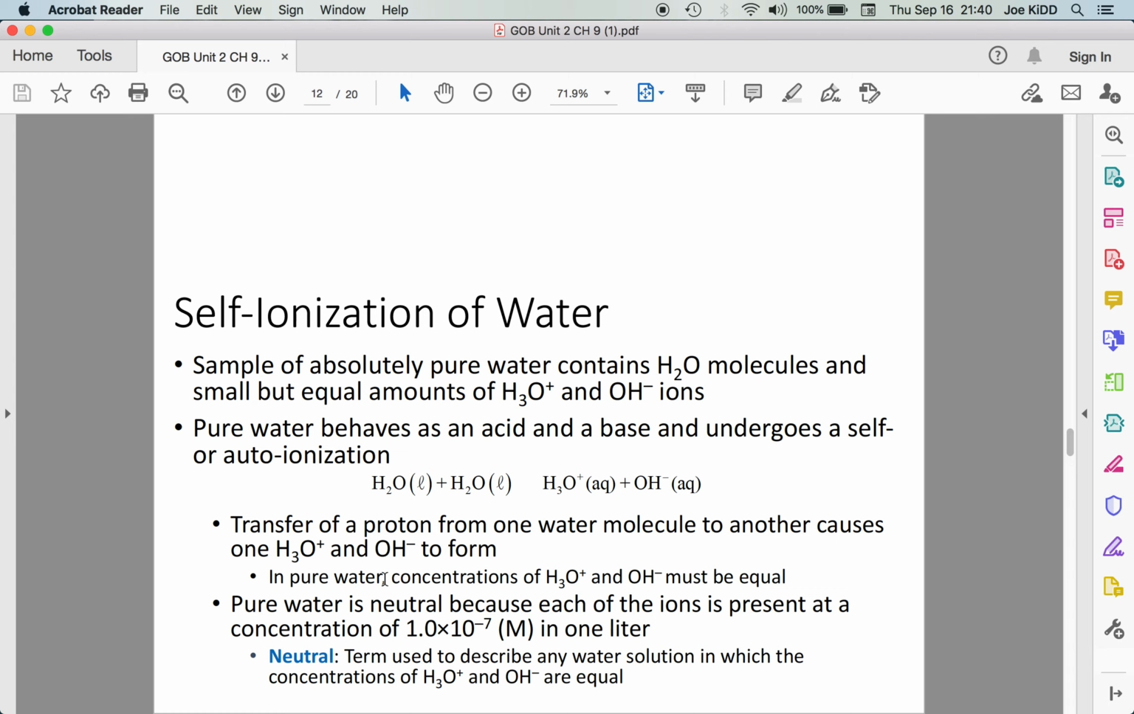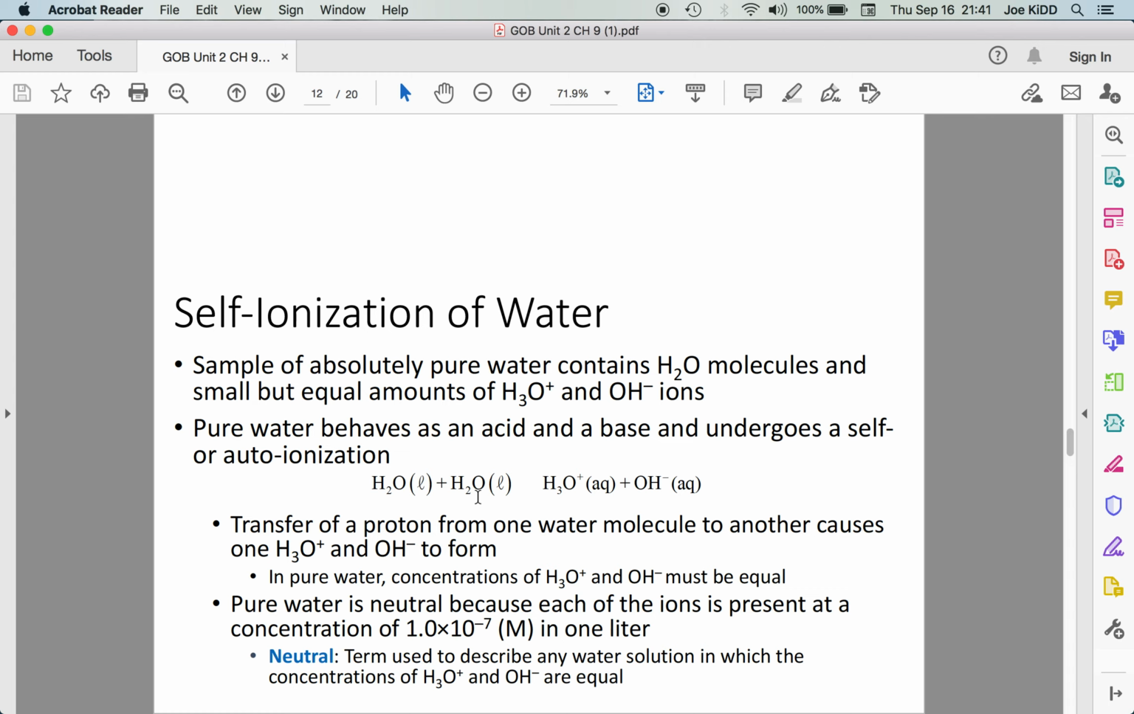So we talked briefly about this in an earlier slide, but the concept of the self-ionization of water. Water is kind of an interesting and unique species in that pure water contains only H2O molecules, but we will actually also have small amounts of H3O+ and OH- ions in there, and that's because of this auto-ionization of water, where one water molecule will act as the base and one water molecule will act as the acid.